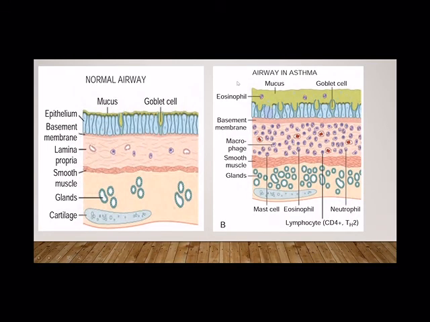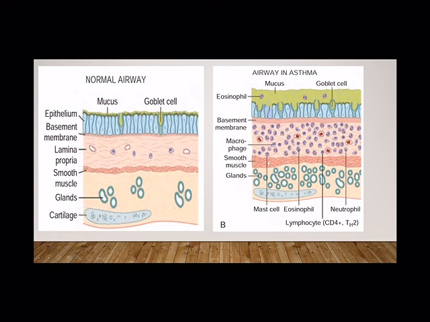So this is your normal airway, and then this is your airway in asthma, where you can see the thick mucus, and the goblet cells also undergoing hyperplasia. And comparing to the normal airway, you can see the basement membrane is also thickened due to fibrosis. There is deposition of type 1 and type 3 collagen. And then your submucosal glands are also getting hypertrophied.